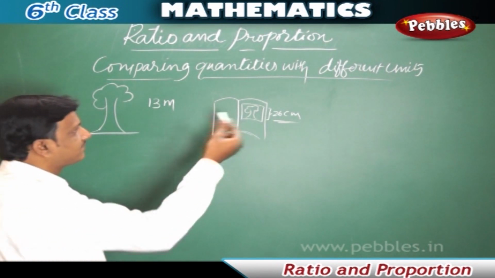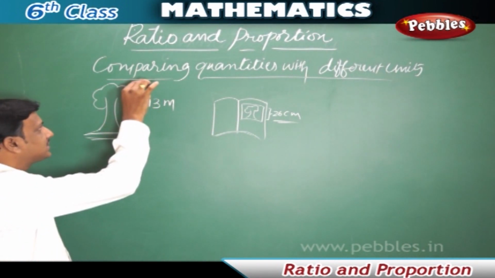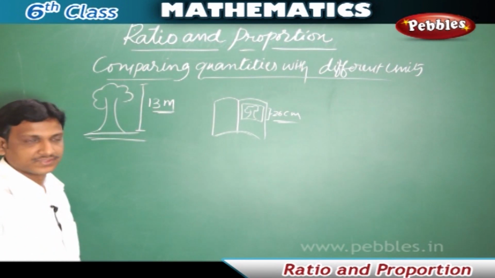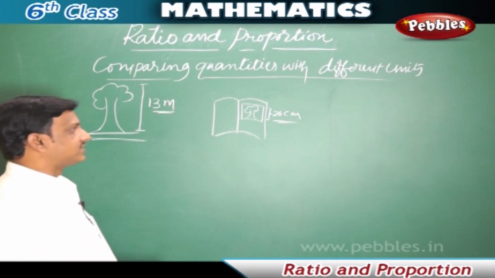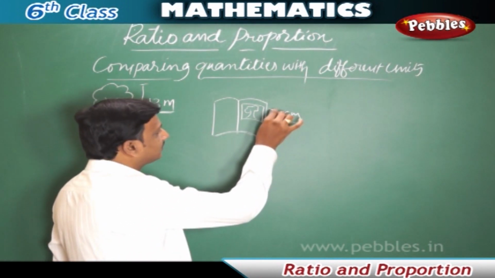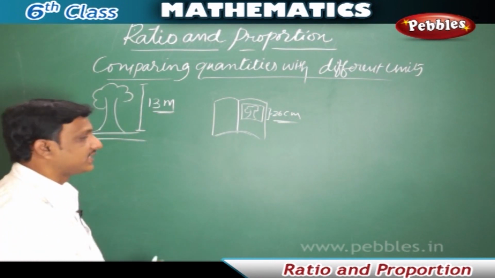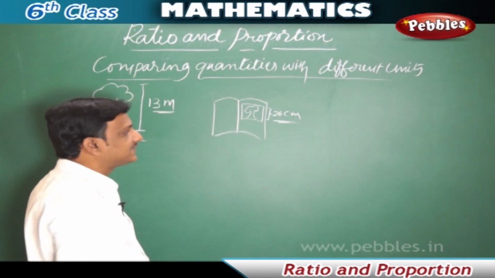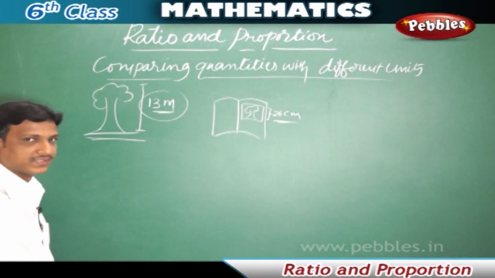Comparing quantities with different units. Now let us see, here is a tree which is of a height 13 meters. The height of this tree is 13 meters. The picture of the tree in the book is given with a height of 26 centimeters. So the same tree is printed in a book with a height of 26 centimeters. The actual length is 13 meters.